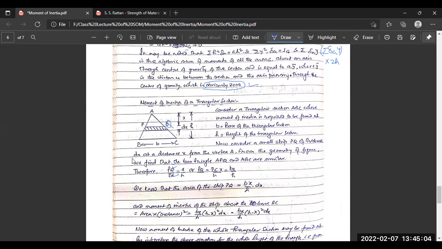dx. So the moment of inertia of the whole strip about the axis BC will be area into square of the distance. This is the area we have put here, B into x by h into dx, and the square of the distance is h, the total height, minus x, the height of the elemental triangle APQ. So h minus x is the distance of this strip from the edge BC of the triangle. So B into x divided by h into h minus x whole square into dx. That is h minus x is this particular distance.